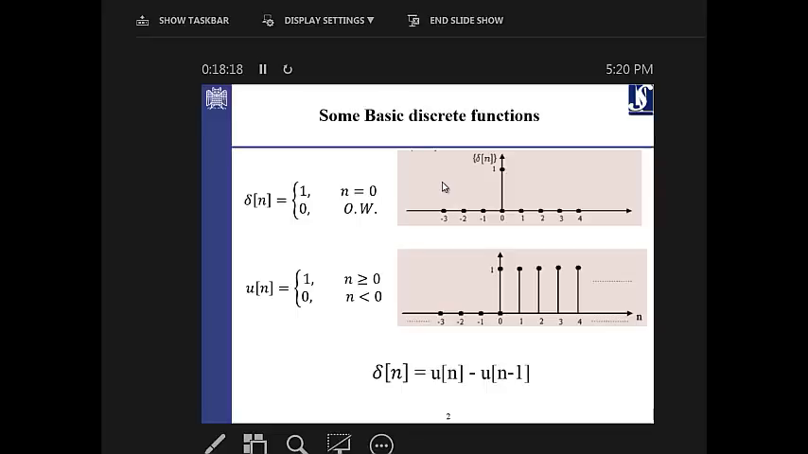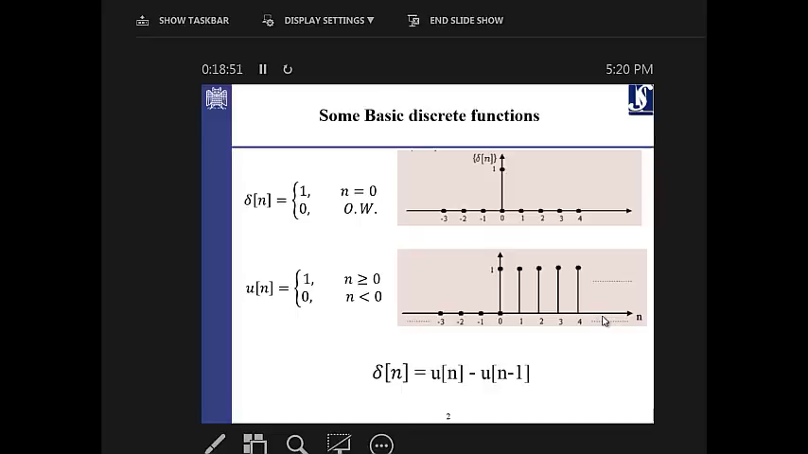And then we have the bottom function, which is the unit step function. The unit step function, like the other functions, can be written as the superposition of scaled and shifted versions of the unit impulse. And these are important basic functions in this discrete domain.